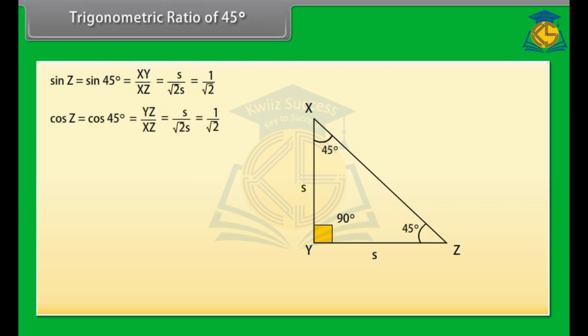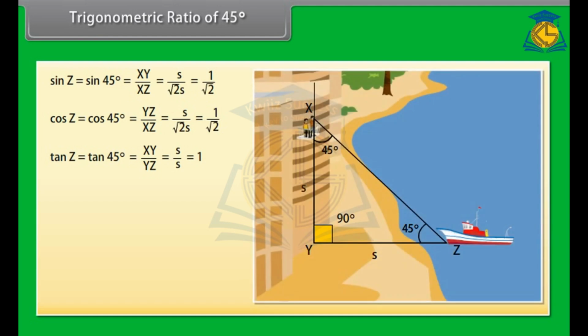Cos Z is equal to cos 45 degree, which equals YZ upon XZ is equal to S upon square root 2 S, which is equal to 1 upon square root 2. Tan Z is equal to tan 45 degree, which equals XY upon YZ, which equals S upon S, which is equal to 1. Recall the discussion of Vedika and Anvesha at the beginning of the lesson.